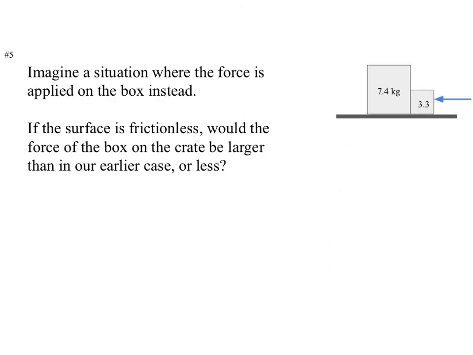Same situation, but imagine now that the force is applied to the box instead of to the crate. If the surface remains frictionless, is the force of the box on the crate larger than what we just found, or the same, or less? So is it larger or smaller than the 4.125 newtons that we had just found? And to get to the answer first, it will be a larger force. And you're like, huh, that's weird. But remember, let's look at our free body diagrams one last time.